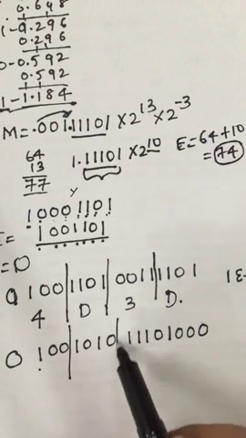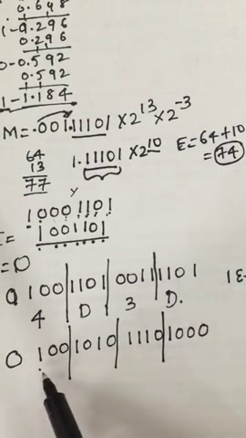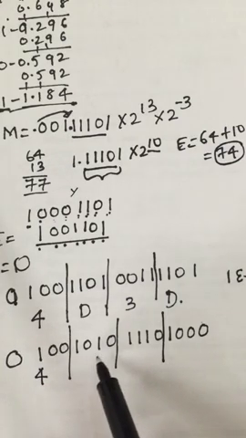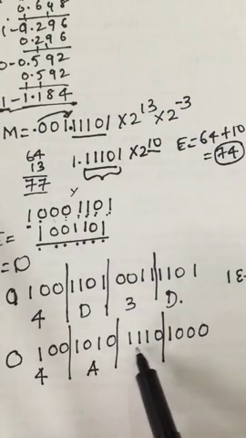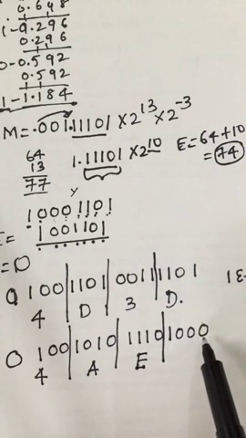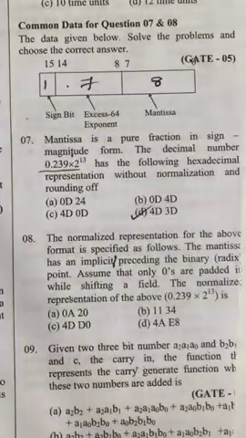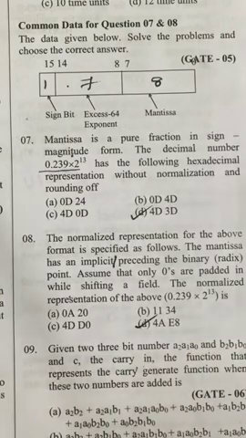Now, divide them into 4 parts. Okay. Now, let's see this. This one is going to be 4, right? And this one, 1010, is 10, which means A. And this one is 15, 14, therefore it is going to be E, and this one is 8. Okay, 4AE8 is the answer. So D is the answer. Got it? Okay, fine.